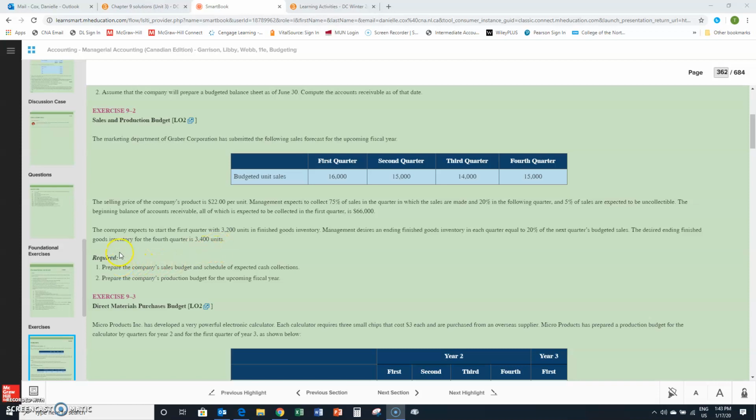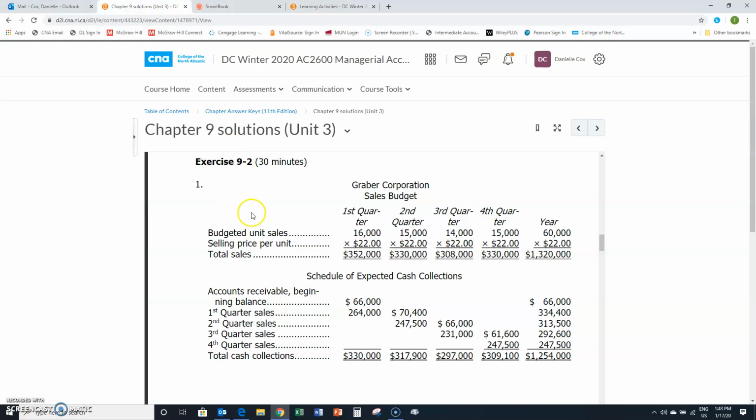Okay. Required. Number 1, prepare the company's sales budget and schedule of expected cash collections. Okay, so for the solution, basically you have to do the sales budget first, because based on how much they're planning on selling, that will determine how much cash we're expecting to receive. So the first thing we have to do is determine the sales.